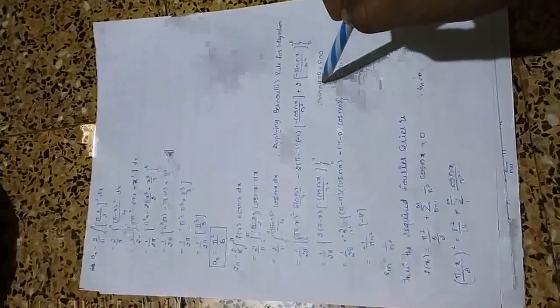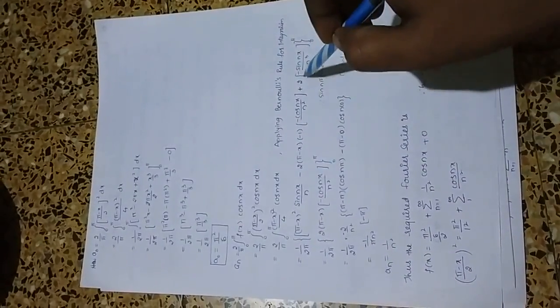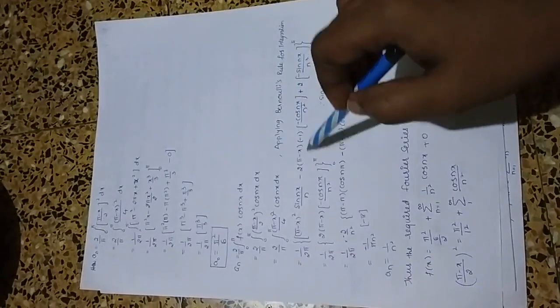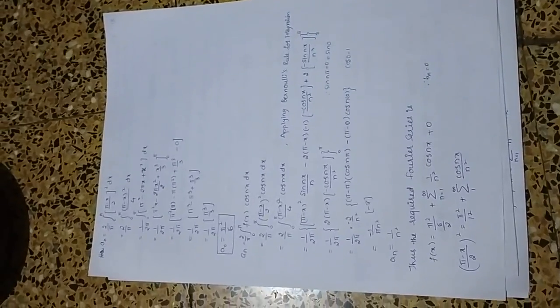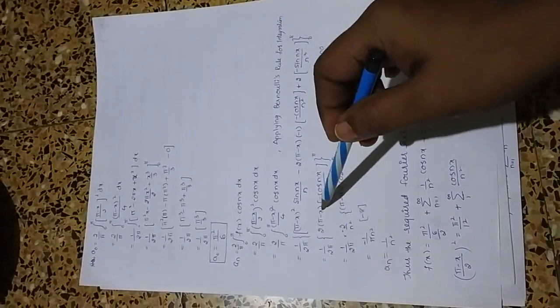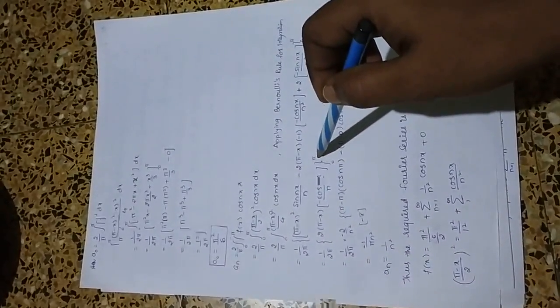Since n sin n pi and sin 0 are 0, the first term and third term vanish. We are left with the second term, that is minus into minus plus 2 into bracket pi minus x into minus cos nx by n square, 0 to pi.